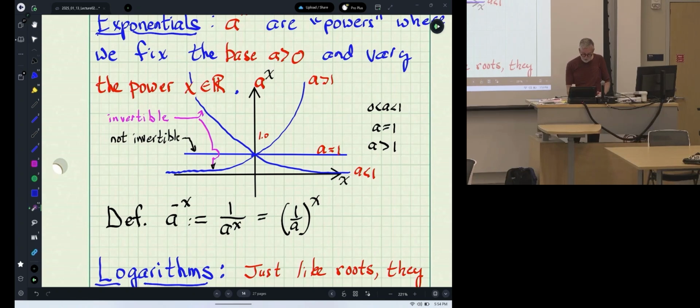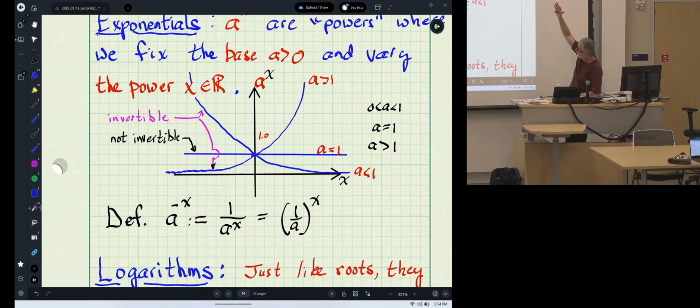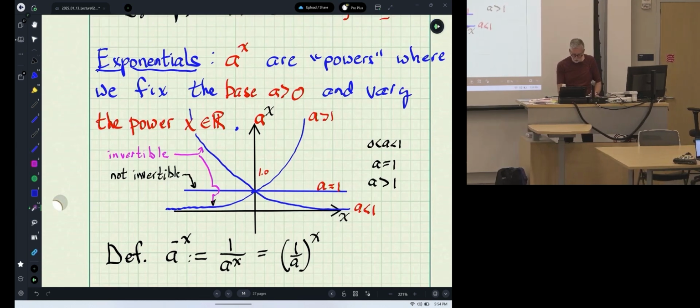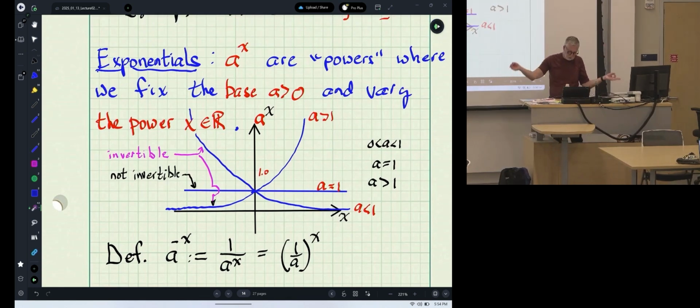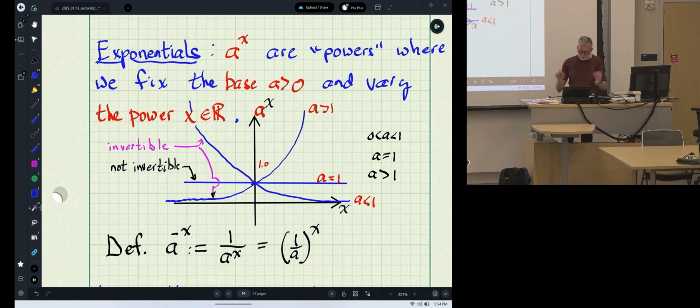Okay, so if the base is bigger than 1, it's monotonically increasing. If the base is between 0 and 1, then the exponential is monotonically decreasing as a function of x. And if the base is equal to 1, well, 1 to any power is just 1, and so it stays 1. And so exponentials are invertible.